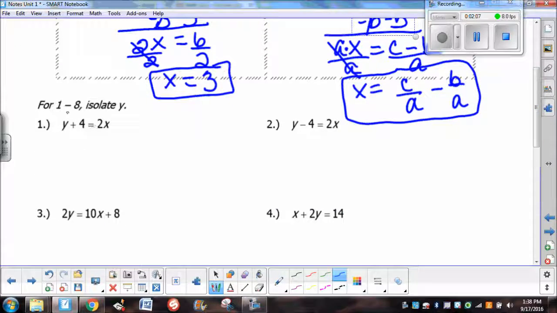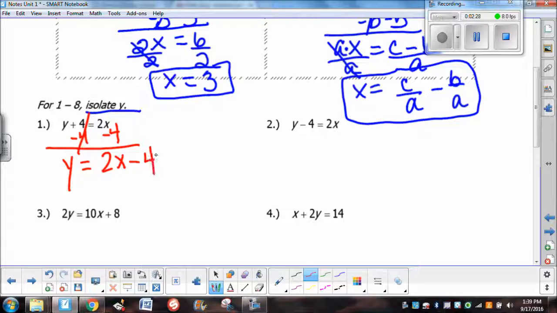So the directions for 1 through 8 say isolate y. In other words, solve this equation for y. Get y all by itself. So this one's fairly straightforward. To get y by itself, I've just got to subtract 4 from both sides. And I end up with y equals, we put the x term first, 2x minus 4. I can't combine those because they're not like terms. Y is all by itself. I did what was asked.